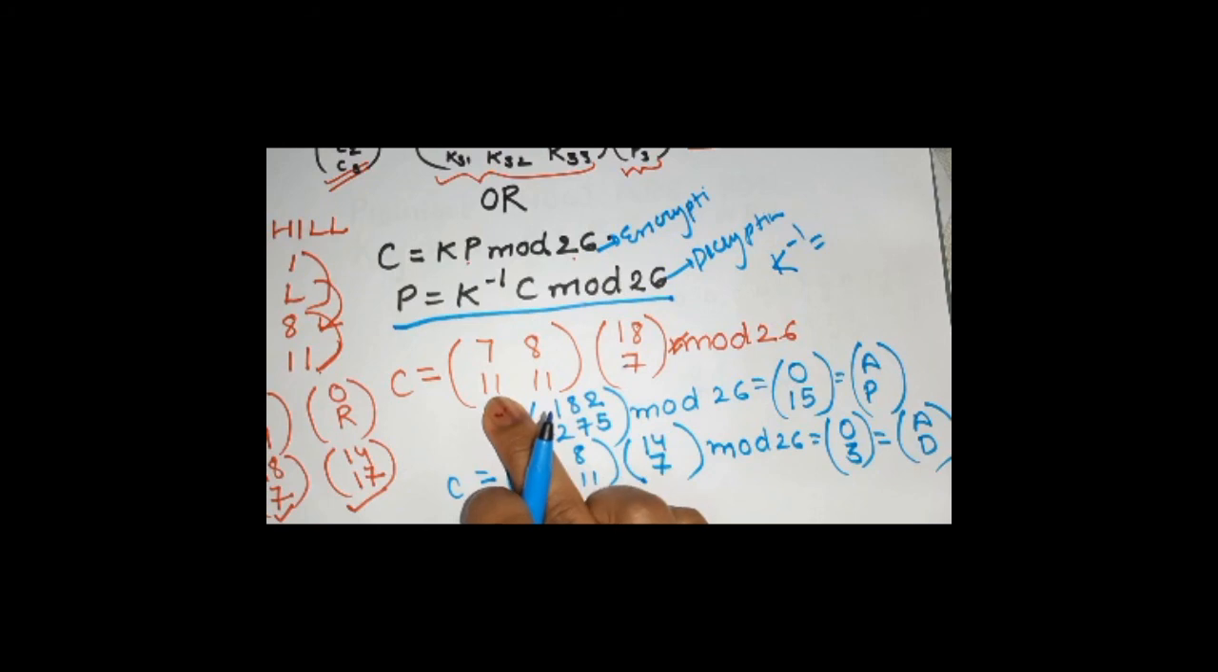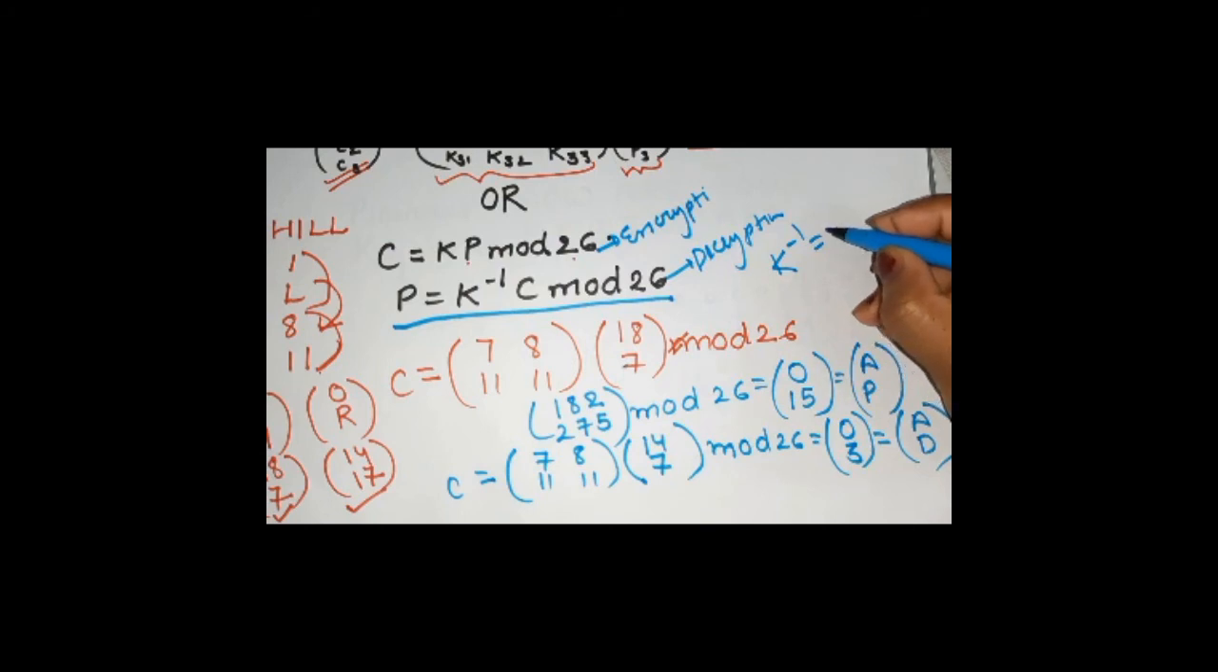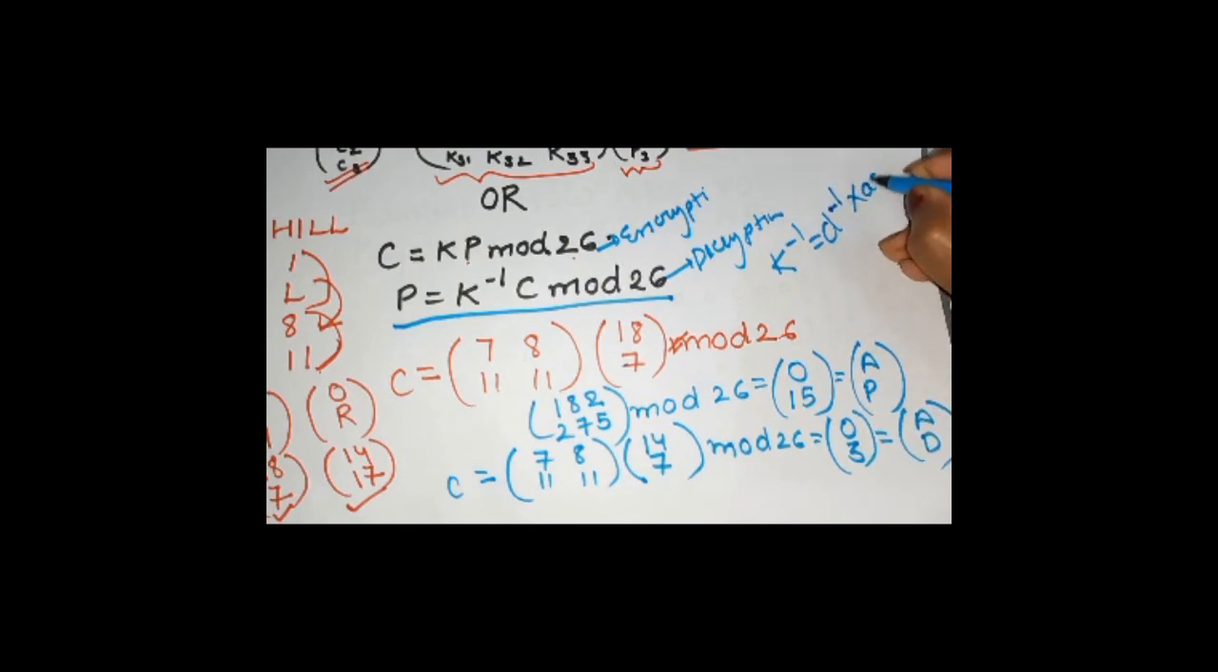So if you have to find out the key inverse matrix, it has to be found out by, see, there are different rules in matrices, and all of you have already studied. I'll be just briefing how you find out K inverse. You find out K inverse by finding out D inverse into adjoint of K.